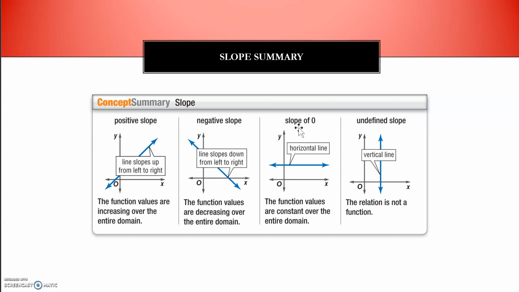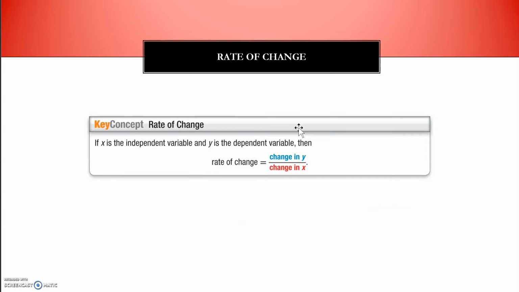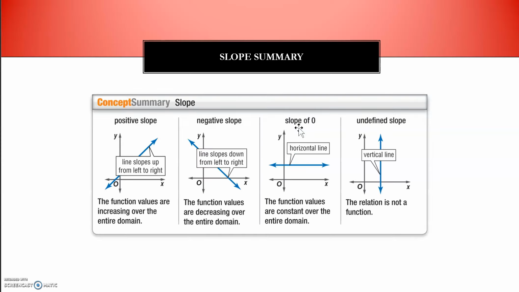Undefined is, first of all, the relation that you're looking at is not a function. But the second thing is we can't really talk about measuring that because if you look at it, there is no change in x, right? It's just sitting at one place on the x-axis. Looking at our formula, that would mean we were dividing by nothing. Divide by 0, which is not allowed. That operation is not defined, so that's why we say that slope is undefined.